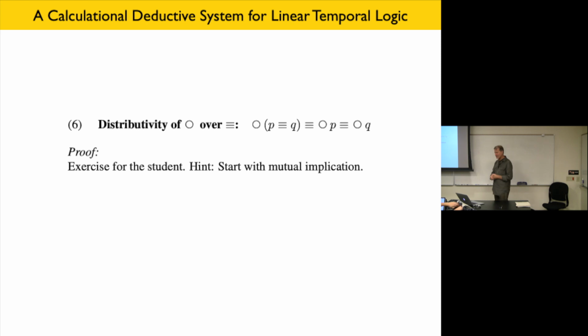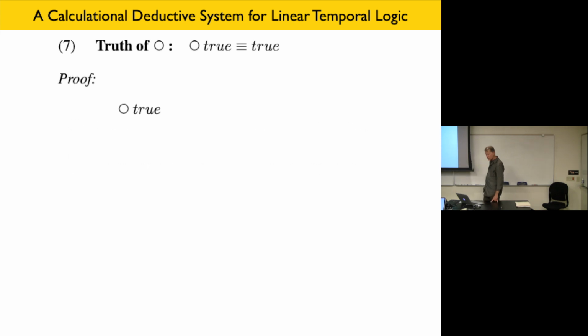And now here is Theorem 6, distributivity of next over equivalence. I'll give you a hint to start with mutual implication. Oh, here's another one: truth of next. Who wants to start? I'll give you the hint: 3.28, excluded middle. Who wants to start?